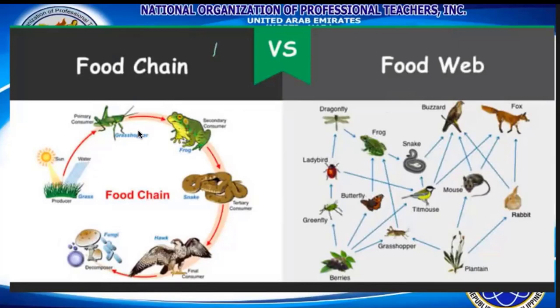Okay? Single path pala yan. So, if there is a single path of food transfer, we call it food chain. Pero kung yung mga food branches out in different directions, creating a web, parang web siya, web-like structure of who eats whom, we call it as food web.